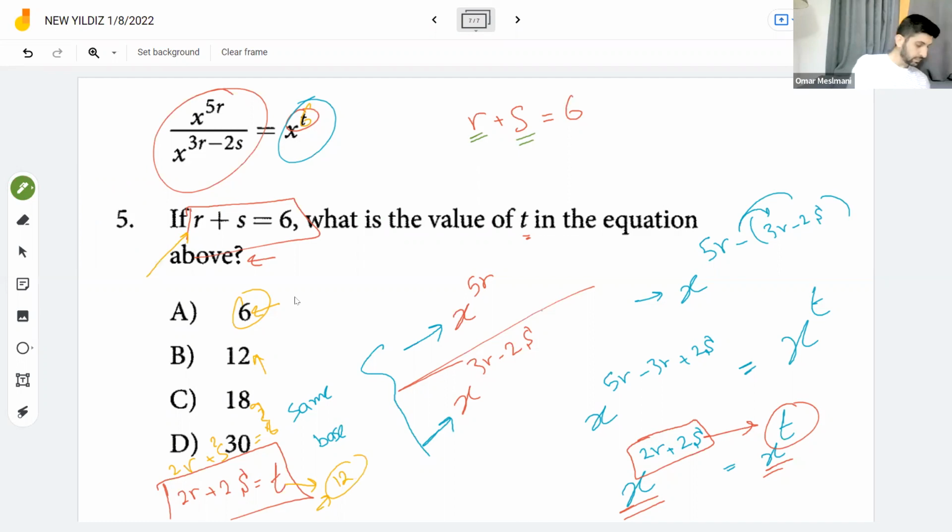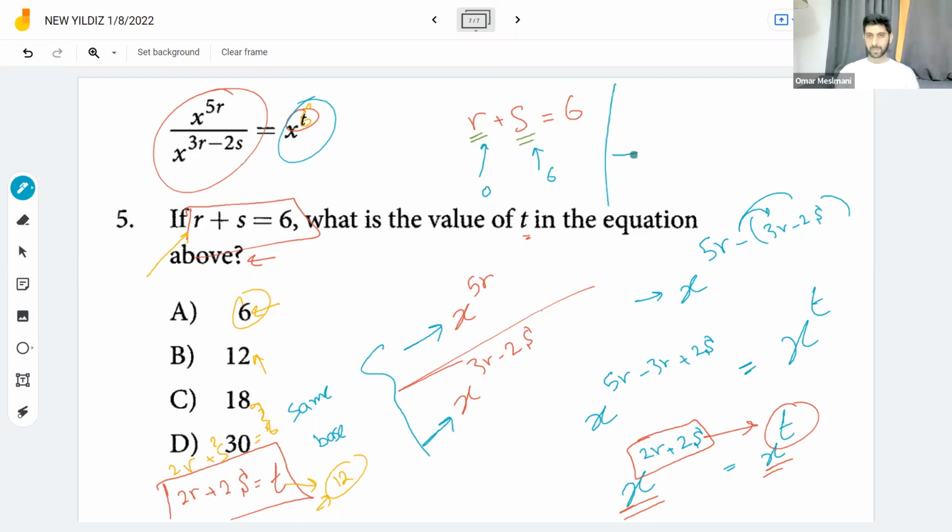So r plus s equals 6. I'm going to go with r as 6 and s as what? 0. Yes. Or wait a minute, I will do it much better: r as 0 and s as 6. You can go with any value you want. I can go r as 3, s as 3. I can go r as 5, s as 1, but actually I like to have one of the values 0 because it's going to be much easier.